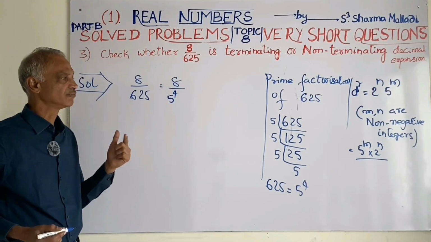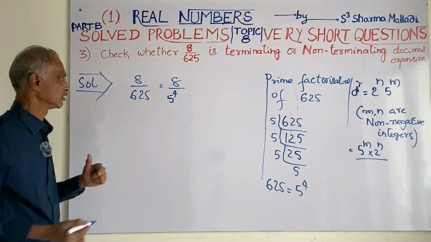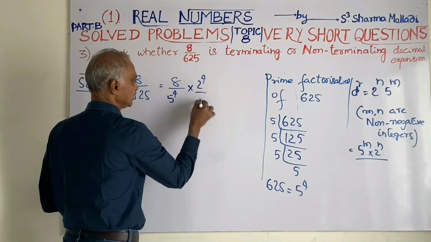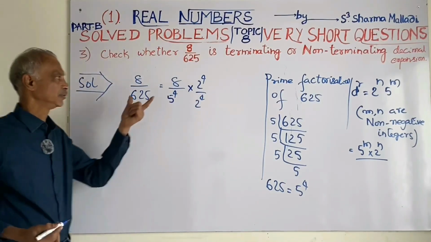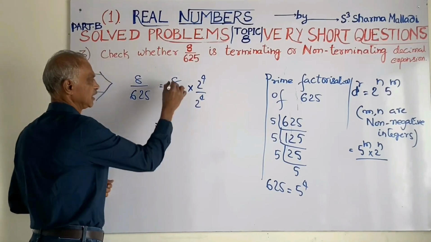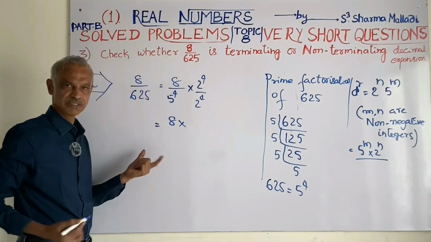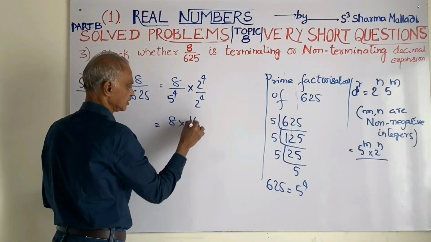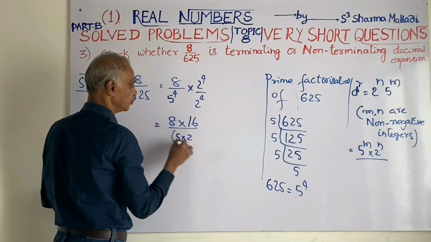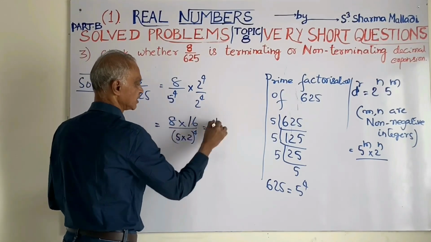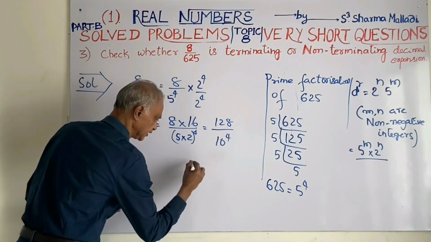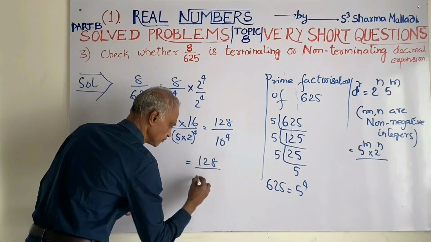Denominator should be in the form of 5 to the power of m into 2 to the power of n. So you have to divide and multiply with 2 to the power of 4, so that it is very easy to do multiplication and division. 8 into 2 to the power of 4 means 2 into 2 into 2 into 2, that is 16 by 5 to the power of 4 into 2 to the power of 4. It can be written as 5 into 2 whole to the power of 4. 16 eights are 128 and 5 into 2 is 10, 10 to the power of 4. It can be written as 128 by 10,000.